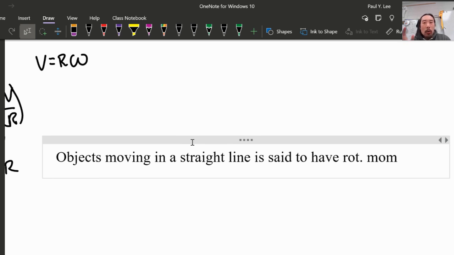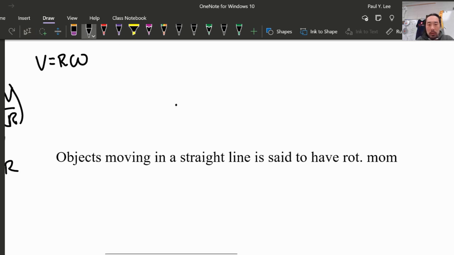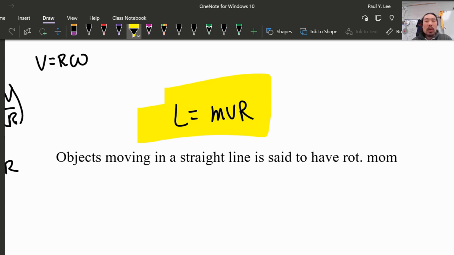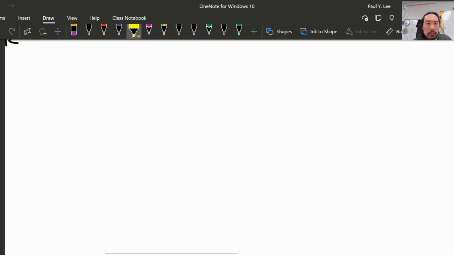Now, the specific case that we looked at is for a point particle that's moving in a circle, and for this specific case, the shortcut formula that we can use is L is equal to mvr. We can keep on using this formula, but you need to understand that this is a shortened version of the official formula. So let's take a look at the longer version of this formula. This is going to be part 3.